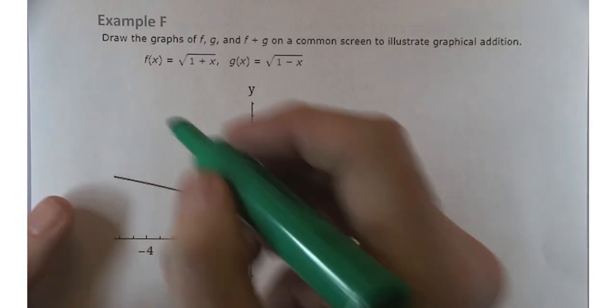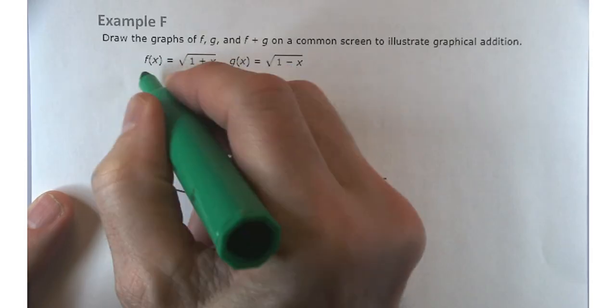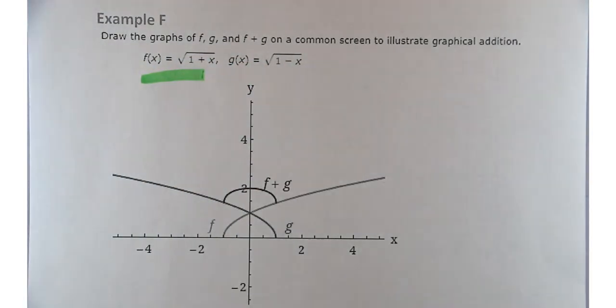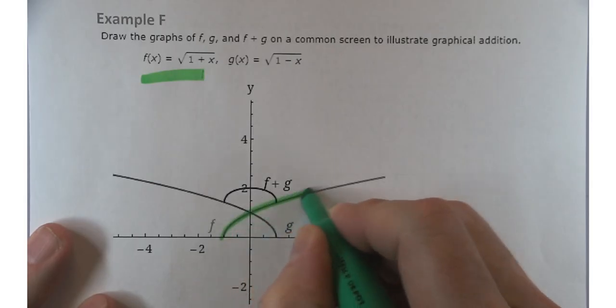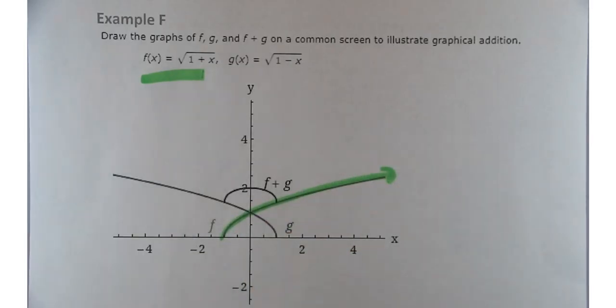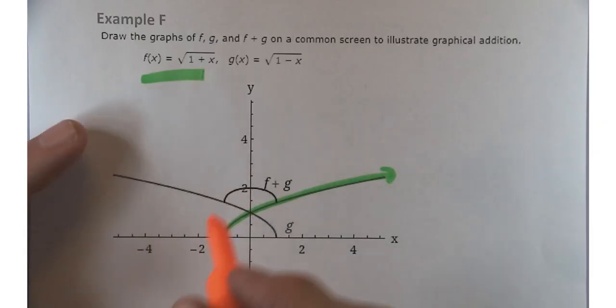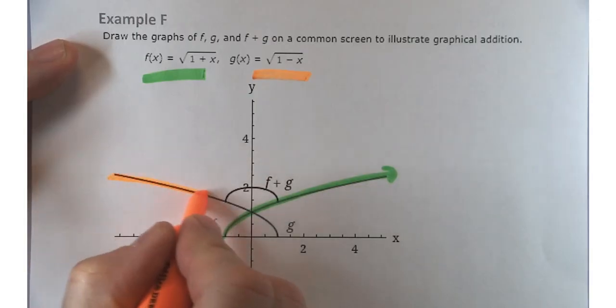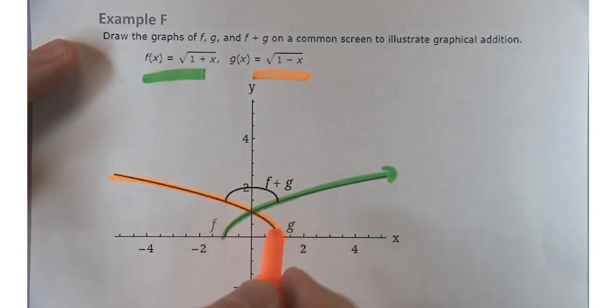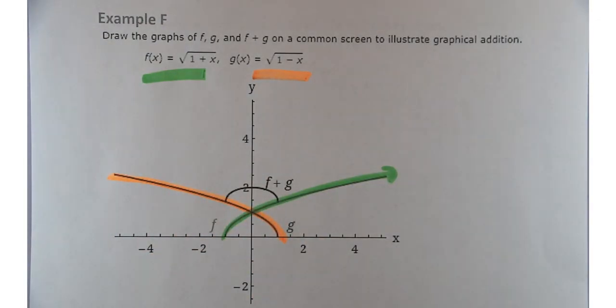So we've got two functions, f of x and g of x. F of x is this one, out that way, and g of x is this one. So let's take a look at these combined functions. Let's start by figuring out their domains.